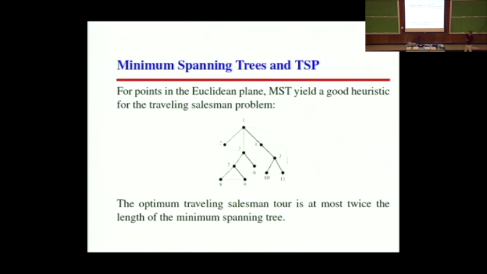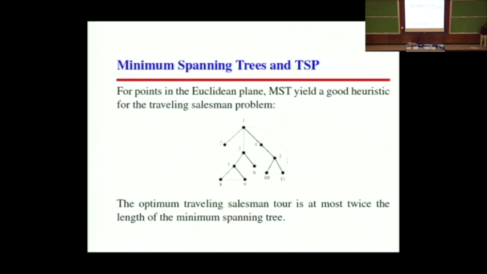But does everybody see the idea that still, if we go back and take a look at a tree, depth first search on any tree walks down every edge and walks up every edge. Does everybody see it? Okay. Now, if we have a traveling salesman tour and we delete an edge, what do we get? Does everybody see we get a path like this?